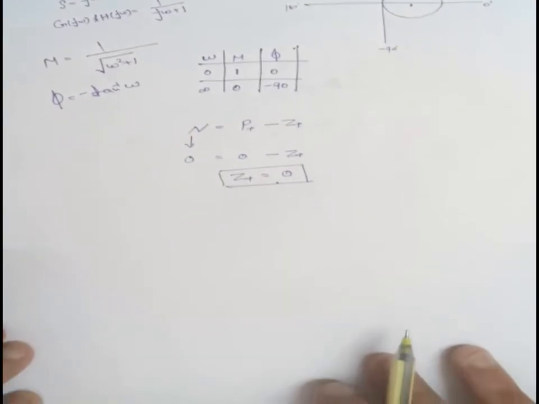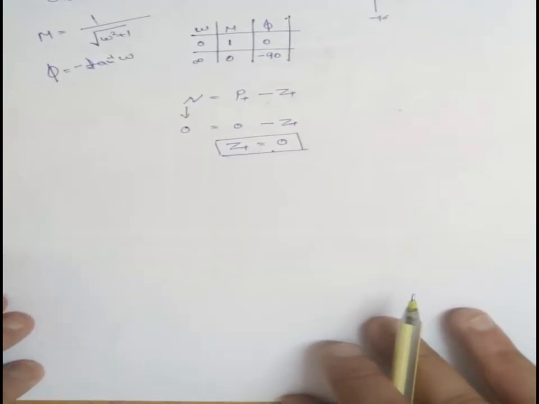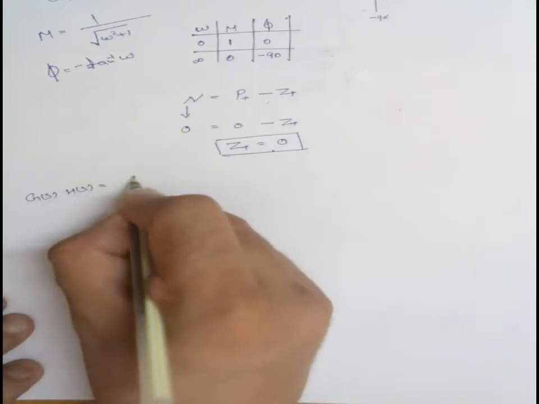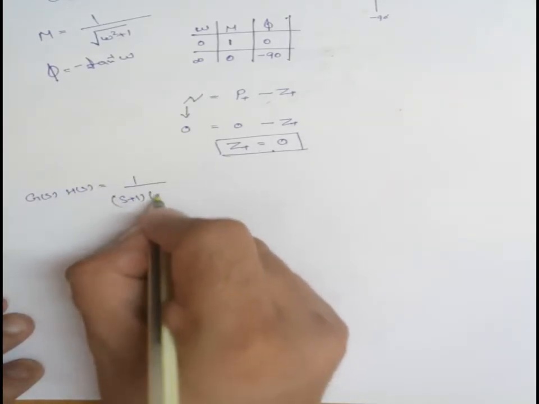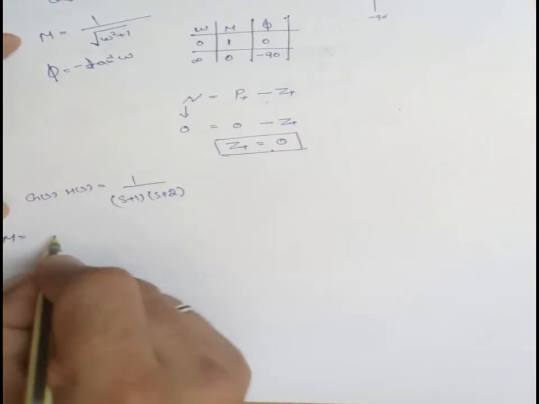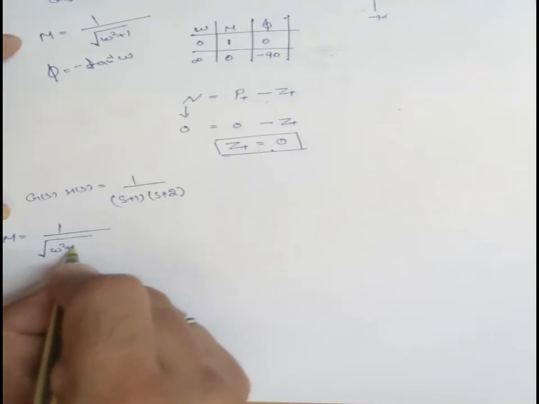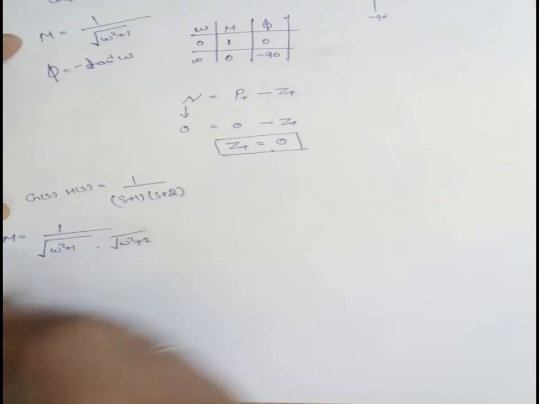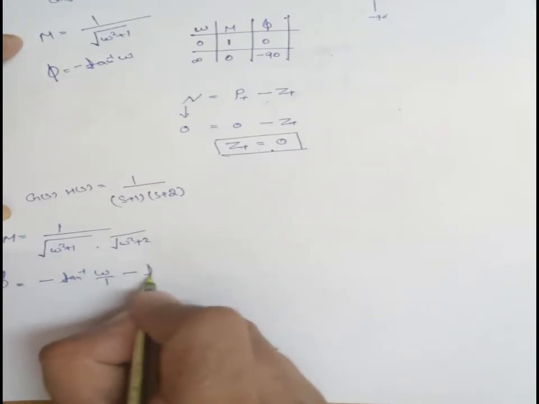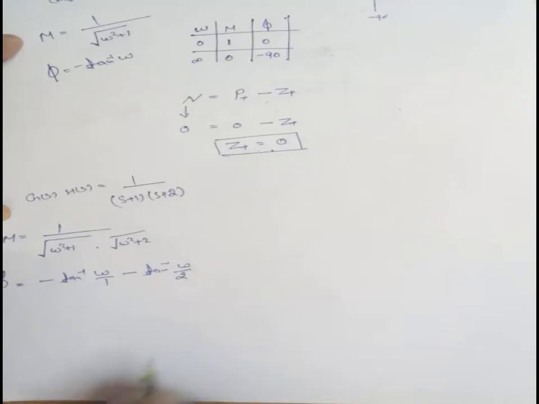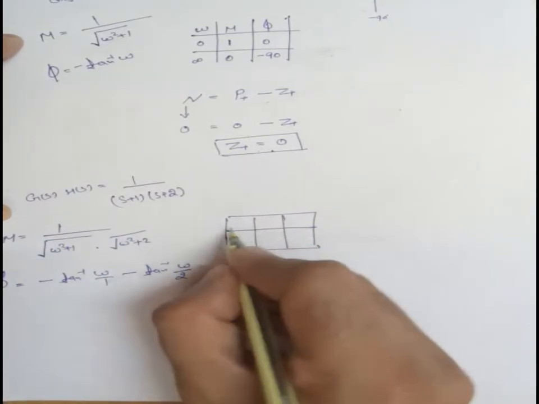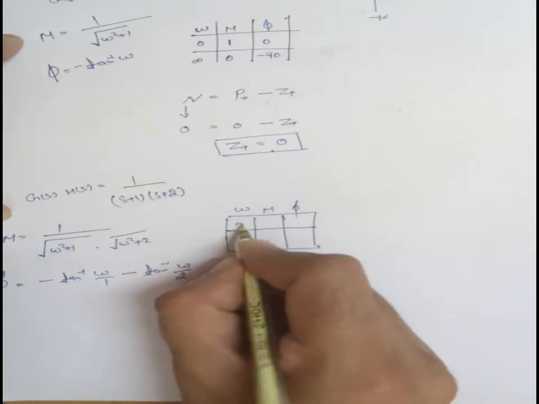Now I consider another example in which I have two finite poles like G(s)H(s) is equal to 1 upon (s plus 1) into (s plus 2). For this type of system, my magnitude is 1 upon square root of omega square plus 1 into square root of omega square plus 2, and my phase is minus tan inverse omega by 1 minus tan inverse omega by 2. So I get the values of magnitude and phase when omega is 0 and infinity.